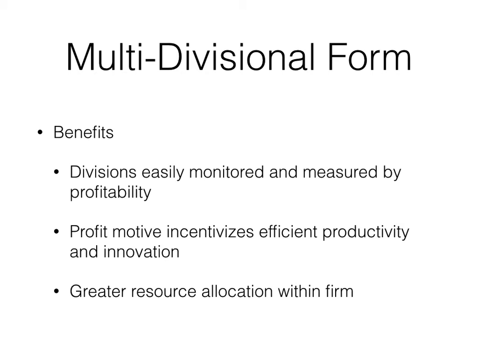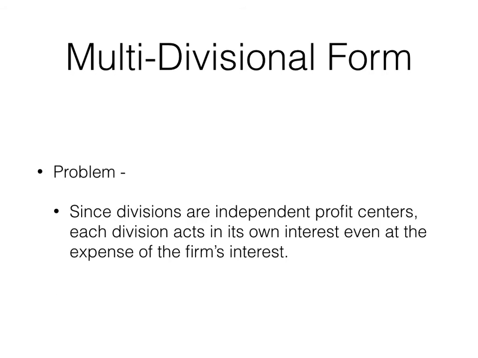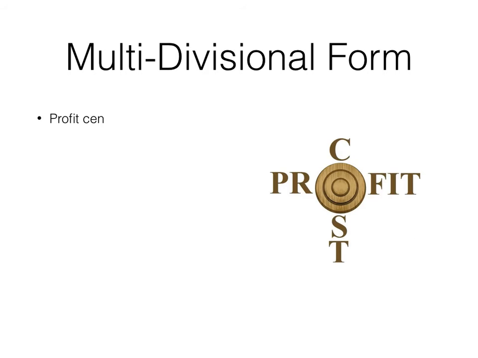There's also greater resource allocation within a firm, because the different divisions have an incentive to allocate resources most efficiently in order to maximize profits within that division. One of the biggest problems, though, is since divisions are independent profit centers, they each have an incentive to act in their own interest, even when doing so adversely affects the larger firm's interest. We're going to take a look at why this is the case and what's important about this. We're going to look at what we call profit centers and cost centers. So let's start with Mervyn's.